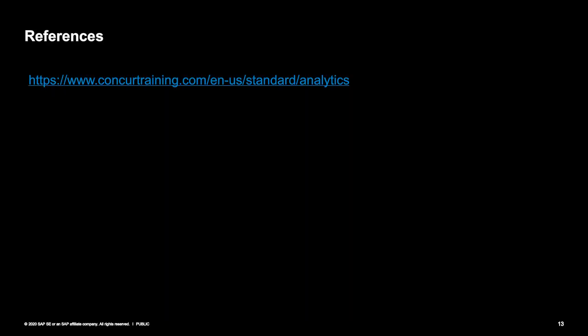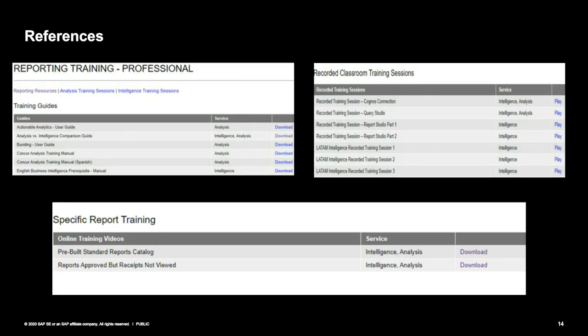Now, we have a large number of reports that can be utilized in intelligence. We have well over 200 reports. So I wanted to make sure that you had this document available in a link that gives you a lot of information on where these resources are located. If you select this link, you're going to see a lot of helpful information on report training.